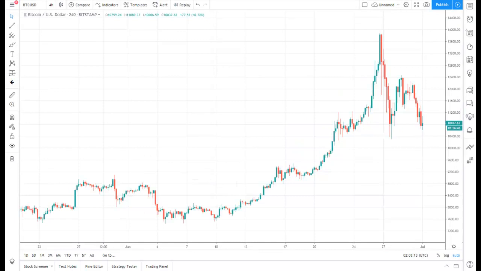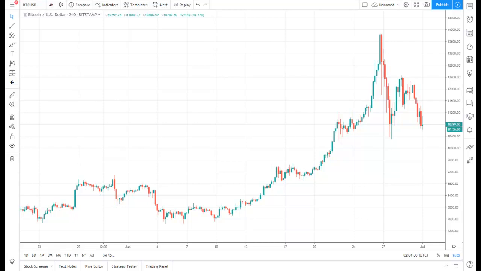This is a Bitcoin chart, or a Bitcoin versus the US dollar chart. And the reason I'm using the Bitcoin chart is because I want to show you that you can use the volume profile on any single market that you are trading. You can use it on cryptocurrencies, you can use it on forex, you can use it on stocks, and you can use it on futures. And the reason that you can use it on any single market that you are trading is because what the volume profile shows you are the zones on your chart where the most volume has been traded in the past on a single session or over a specific period of time.